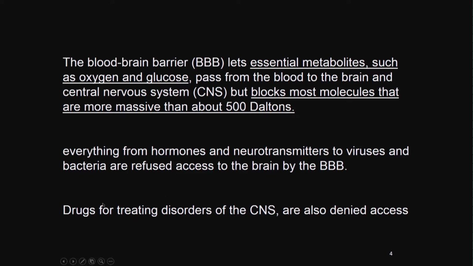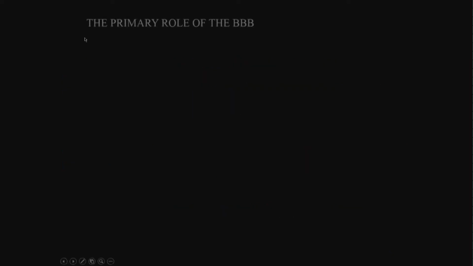So of course we want drugs that treat the central nervous system to pass through. So we need to design drugs so that the structural features allow them to pass through the BBB. We have an interesting situation: we do not want normal drugs to pass through the BBB, whereas if you are designing drugs for CNS or brain, we want those drugs to pass through. So what are the primary roles of this BBB?